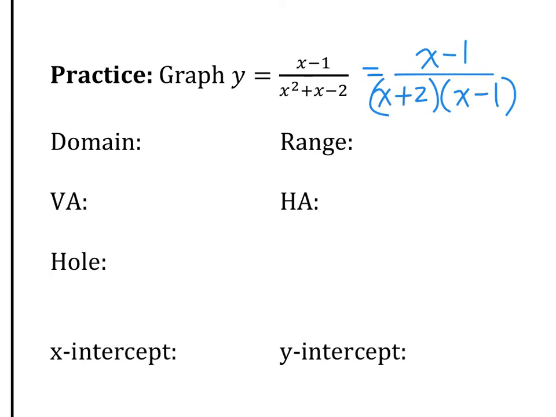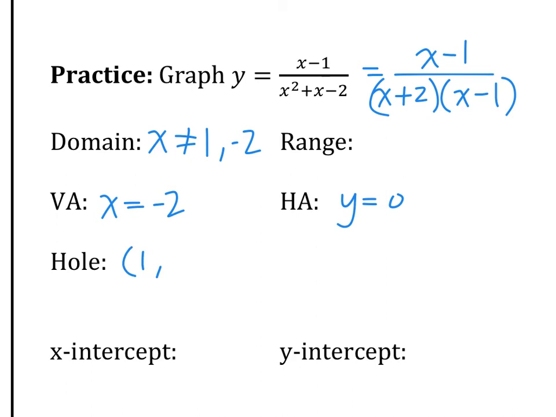Okay. Let's have you fill out as much as you can. We're going to do the whole thing together, and the graph. So do as much as you can. What is the domain? X can't equal 1 or -2. Vertical asymptote: x equals -2. Horizontal asymptote: y equals 0. Where is the hole?